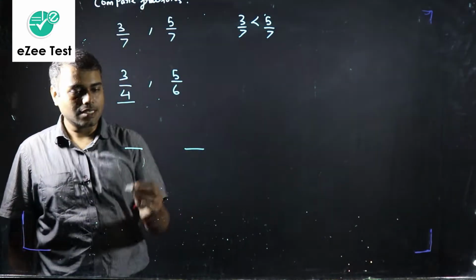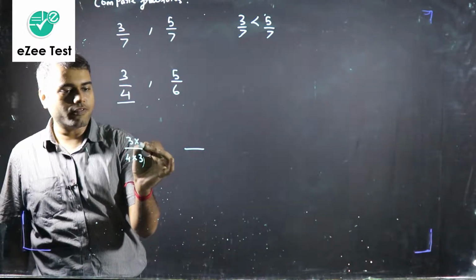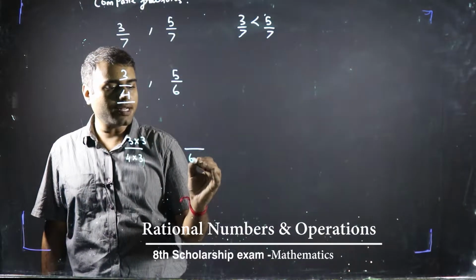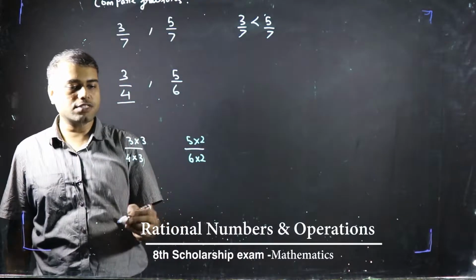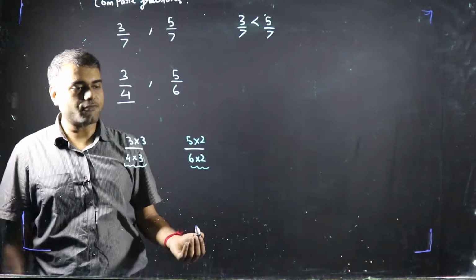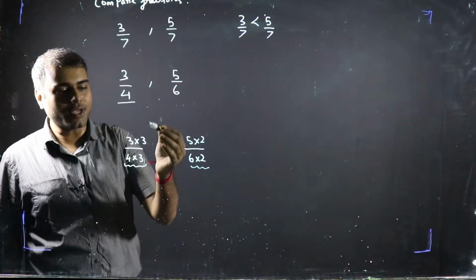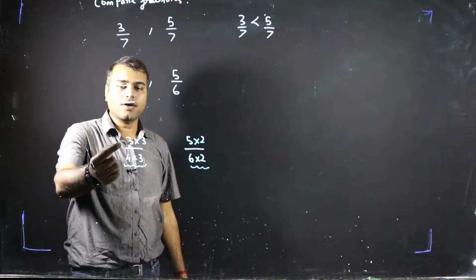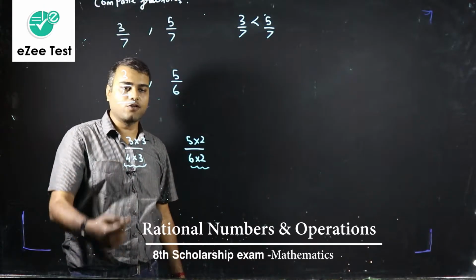What I mean to say is that suppose I multiply the numerator and denominator of this fraction by the same number, that is 3, and I multiply the numerator and denominator of this fraction by the same number, that is 2. Am I changing the values of these fractions? This fraction is still 3 by 4 and this fraction is still 5 by 6, because see what it will become. 3 into 3, that is 9, divided by 12, we can again cut it by 3 and it will become 3 by 4. So if we multiply numerator and denominator by the same number, we do not change the value of the fraction.